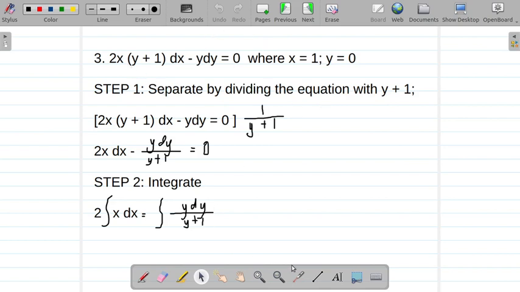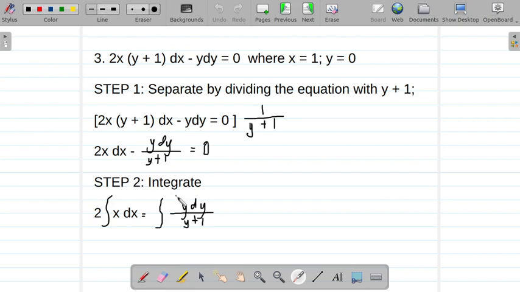So, divide 2x(y plus 1) over y plus 1, y plus 1 cancels out. So, what remains is 2x dx. Then, minus y dy over y plus 1. What remains is y dy over y plus 1. So, 2x(y plus 1) dx, divide by y plus 1, cancel out y plus 1, remains 2x dx, minus y dy over y plus 1. So, we have now separated x in terms of dx and y in terms of dy.